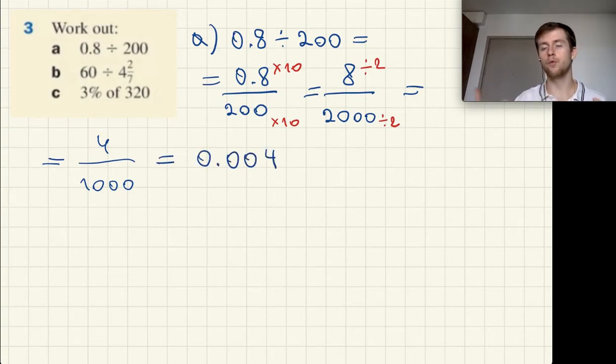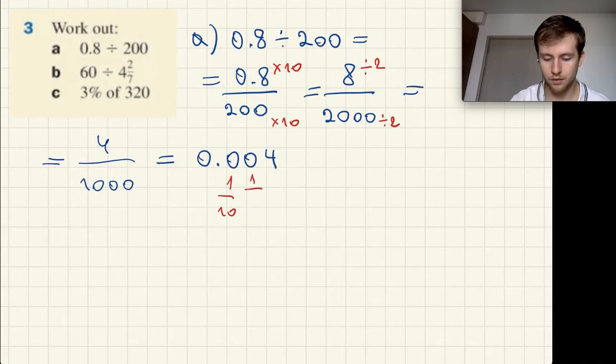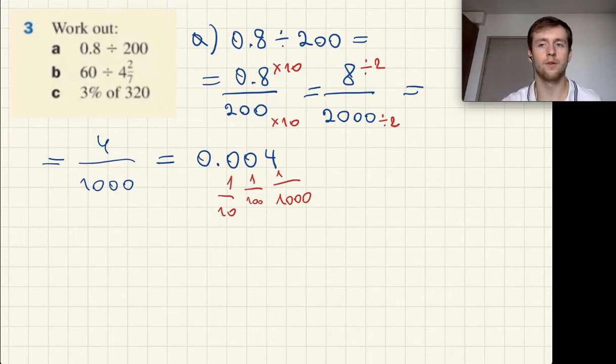0.004. Again, remember the decimals, right? This is 1/10 here. Here this is 100. And this is 1,000. So we have 0.004. Like this.